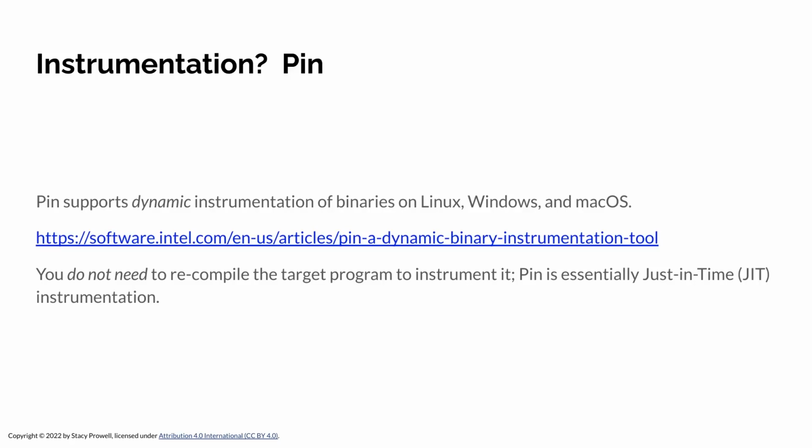How do you instrument a program? I recommend you use Pin. Pin is a dynamic instrumentation tool. It works on Linux, Windows, and Mac. It works pretty much everywhere. It's maintained by Intel, so it's pretty solid. The nice thing about Pin is, with a lot of instrumentation tools, you have to compile the code with them. You don't need to do that with Pin. You can actually run a target program and instrument that program.